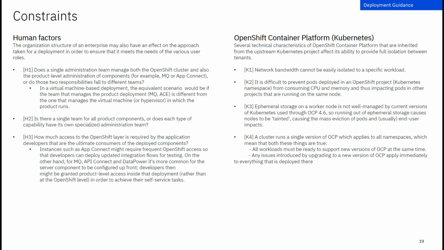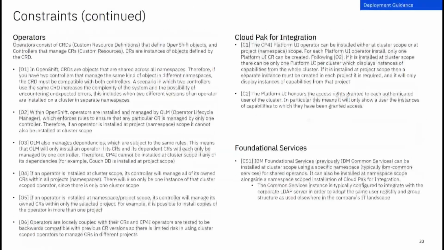Organizational structure and technical characteristics like network isolation, resource contention, and OpenShift versioning impact deployment decisions. Operator scope, dependencies, and foundational services setup are crucial. Platform UI and access rights are managed according to cluster or namespace scope.